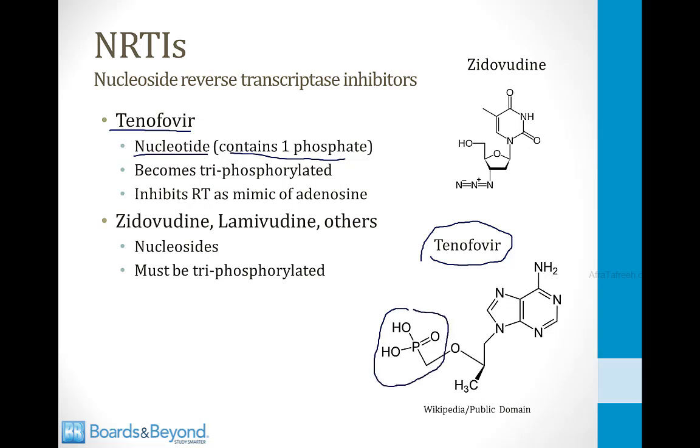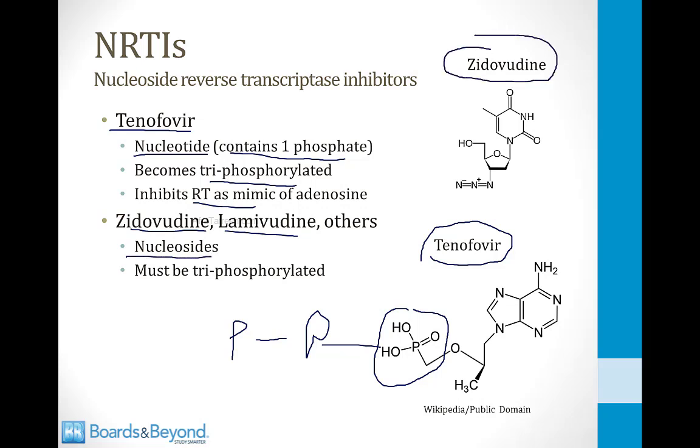Tenofovir still has to become triphosphorylated, so 2 additional phosphate groups have to be added to the molecule, but once that occurs, it can inhibit reverse transcriptase as a mimic of adenosine. Zidovudine and lamivudine and the other drugs in this class are nucleosides. This is the structure of zidovudine up here in the top right, and you can see that it does not have any phosphate groups attached. These drugs have to be triphosphorylated in order to become active. Tenofovir only needs to be diphosphorylated and just have 2 phosphate groups added.